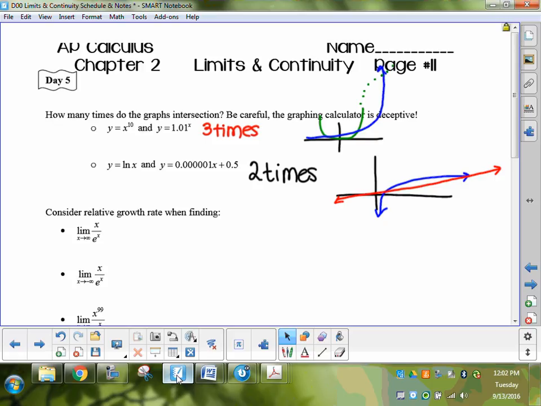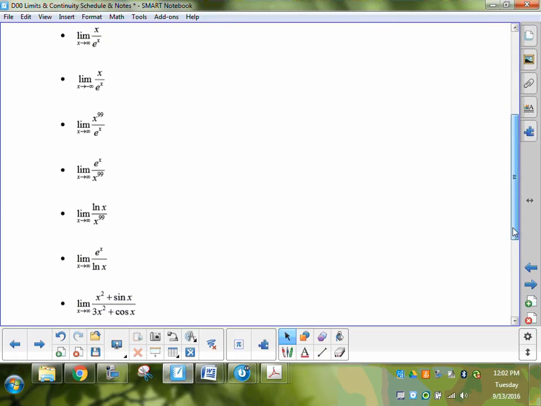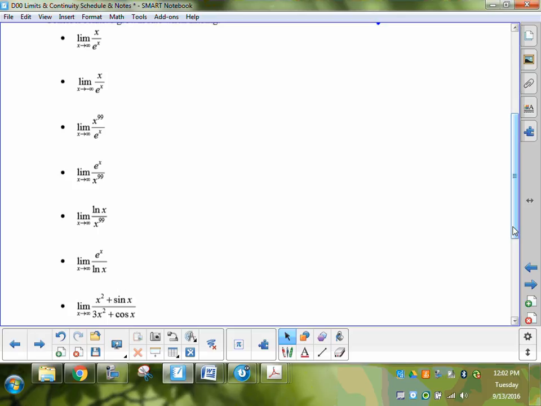Questions on that? Now what you all are going to do is consider relative growth rates and evaluate this next subset here. Is it 6 questions? Finish all of these right now. Analyze what's going on. Think about the numerator and denominator as we go out to positive infinity only. There's a negative? Oh, is it only the second one? Sorry, the second goes to negative infinity.